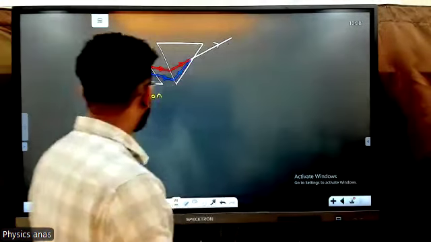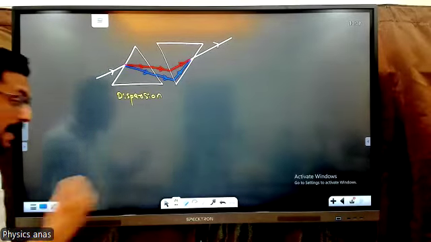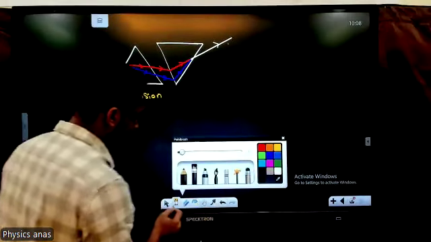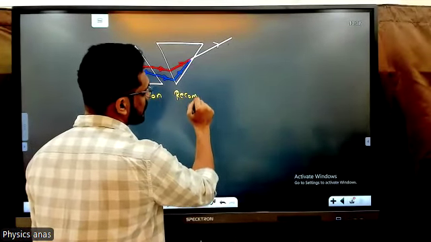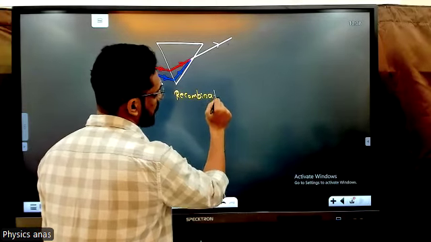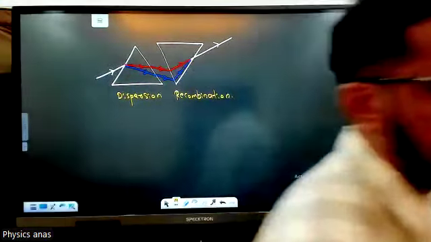So here in the first prism, dispersion happens. In the second prism, what happens? In the second prism, recombination is happening. Got it? Okay. This is the recombination.